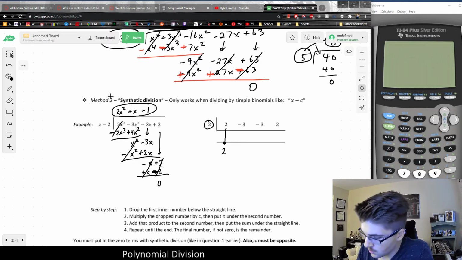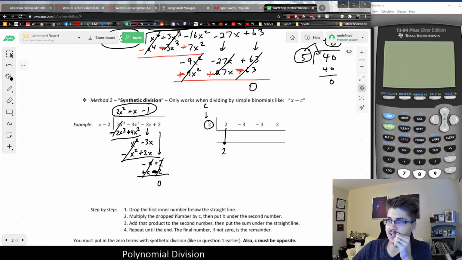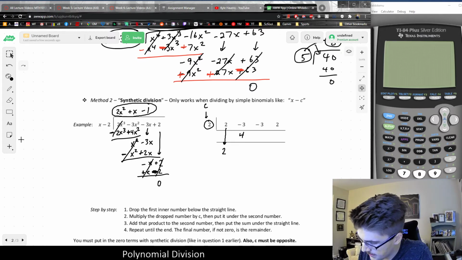And again, this is sometimes called C. So if you ever see C, this is what I said to do. Drop the first inner number below the line, multiply the dropped number by C, then put it under the second number. So basically, these are going to multiply, and then you're going to go to the next column. 2 times 2 is 4, and I would put that right there.